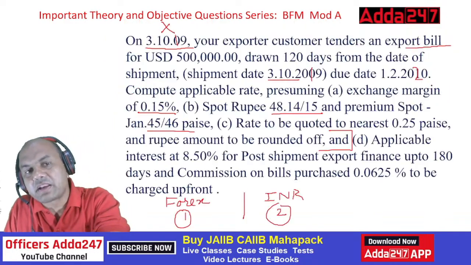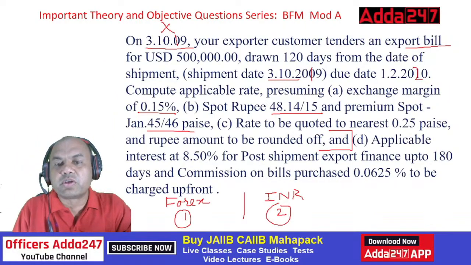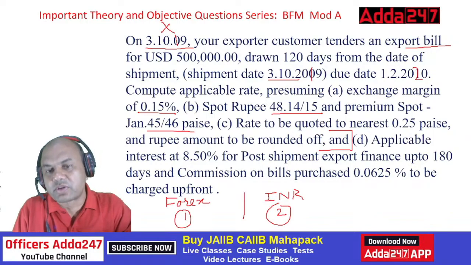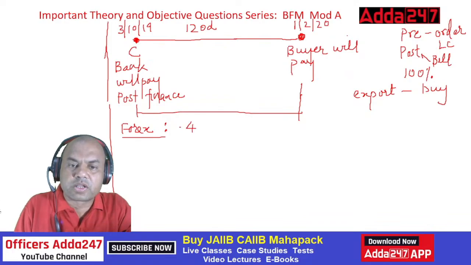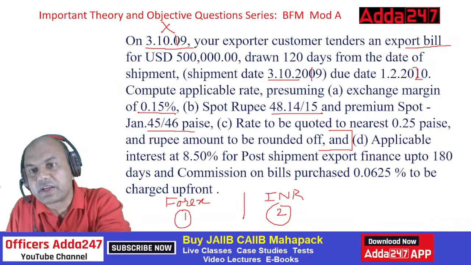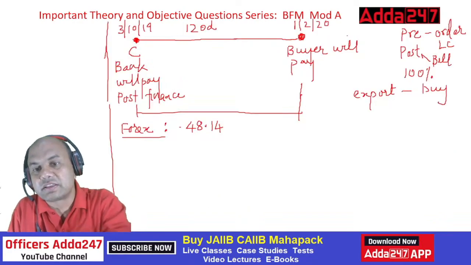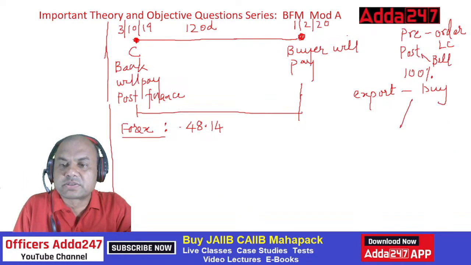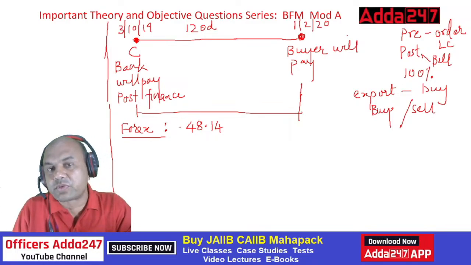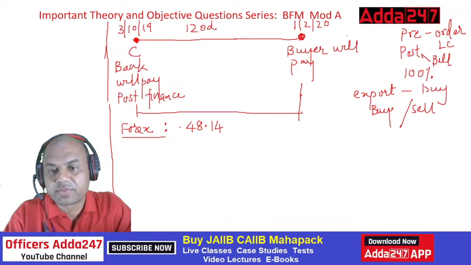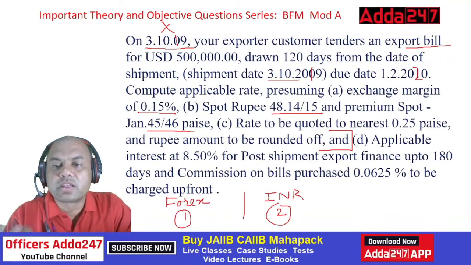But what is the buy rate now? See this, 48.14 and 15. So 48.14. This is always known as the buy. See here, the left side is always buy, and the right side is always sell. Always remember this. So that's why I've taken 48.14 over here. Clear everyone? 48.14.